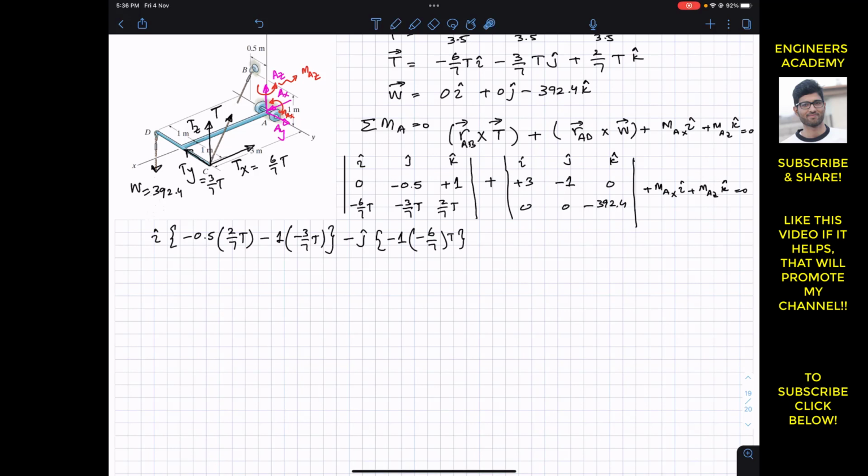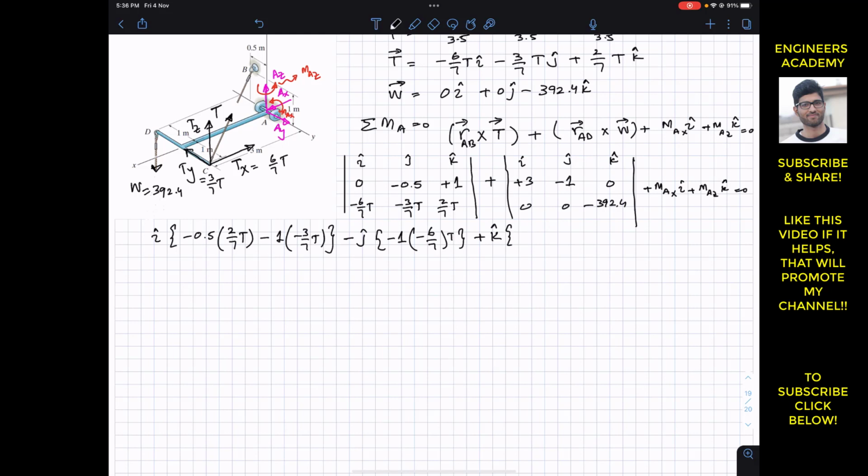And similarly for k we need to hide this row and this column, so 0 and minus the product of that one, so this is plus k, and minus into minus 0.5 into minus 6 divided by 7t. So this is the determinant of this one. Then we have to find the determinant of this one.